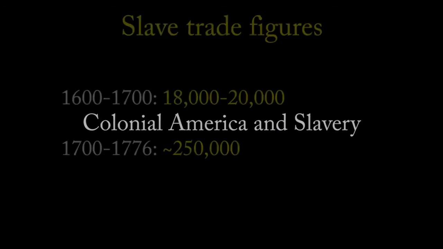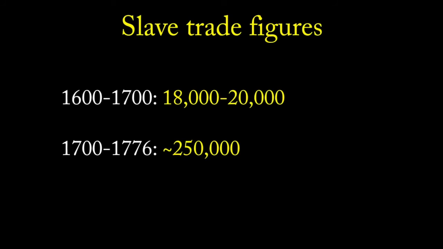So, for example, from 1600 to 1700, there were roughly 18 to 20,000 slaves that were brought to North America. However, from 1700 on to, frankly, really all the way down until the Revolutionary Era to the Revolutionary War, you have an explosion to the point that you have roughly 250,000 African slaves brought over to the New World.